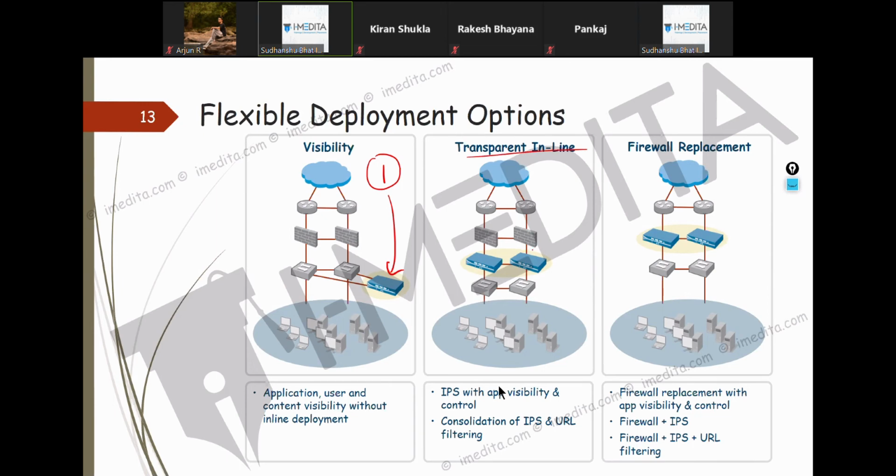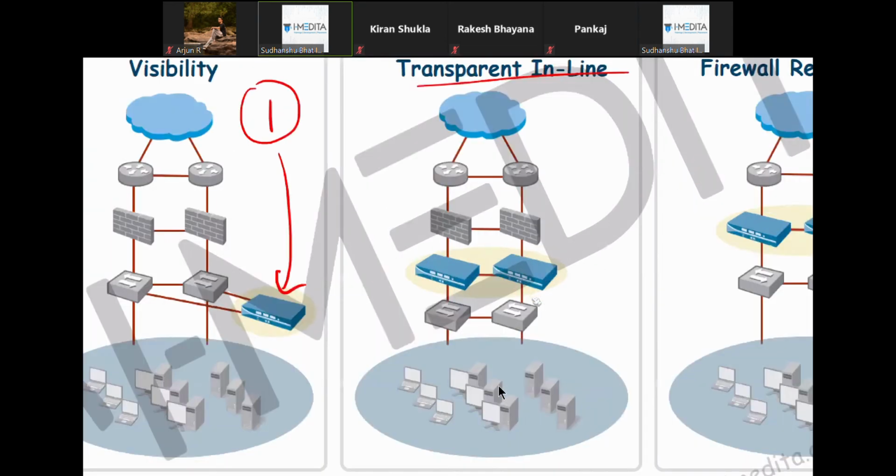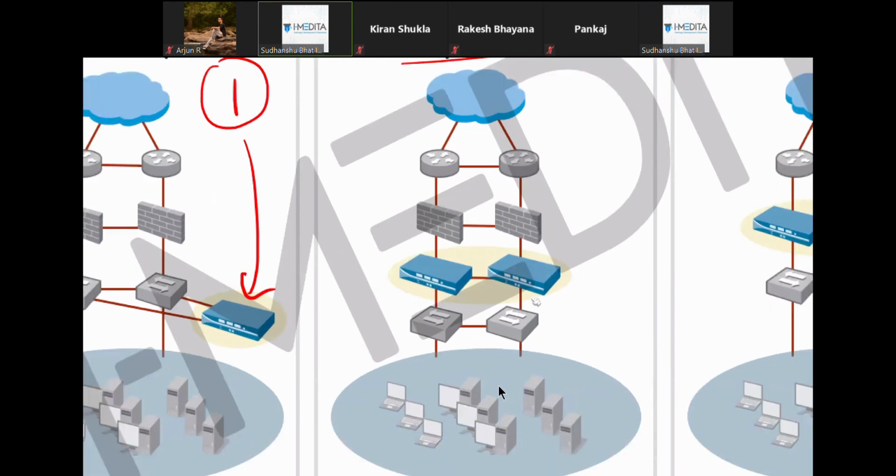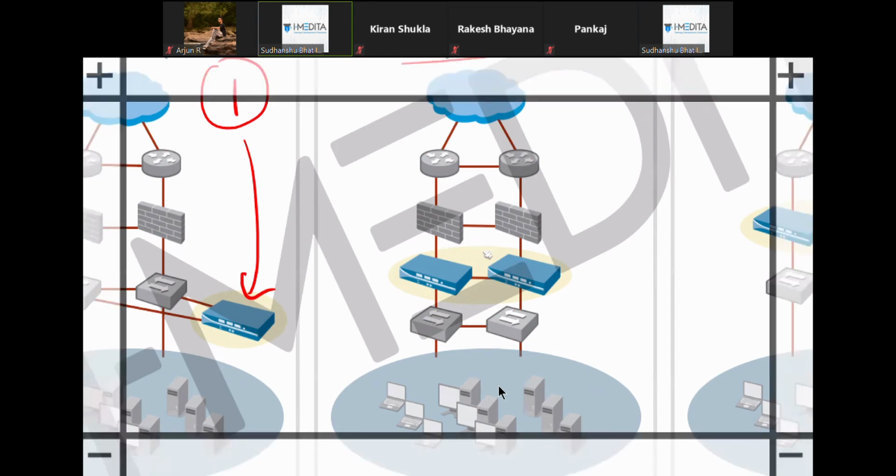Then the second thing is transparent inline. Now, in Cisco ASA, we call it transparent firewall, and in Palo Alto, they like to call it vWire. But the point here is simple. You keep your traditional firewall as it is, and now bring in this Palo Alto firewall. If you have a pair of firewalls, you're going to buy a pair of firewalls again for Palo Alto.